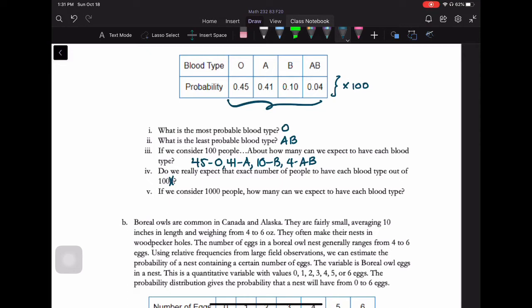That doesn't mean if the first 4 people you talk to are AB that nobody else can be AB. It's chance, it's probability. It's not certainty. This is no.